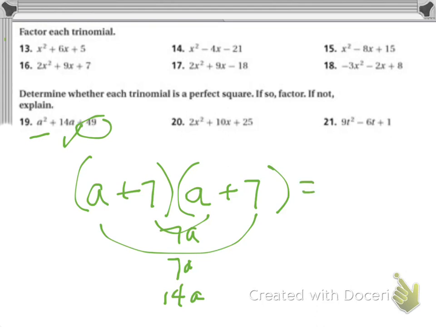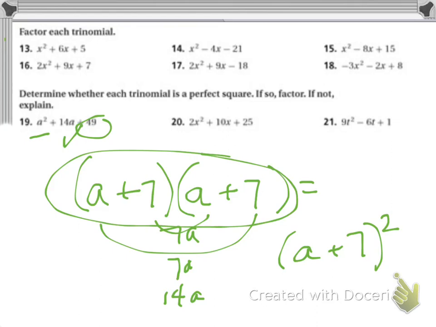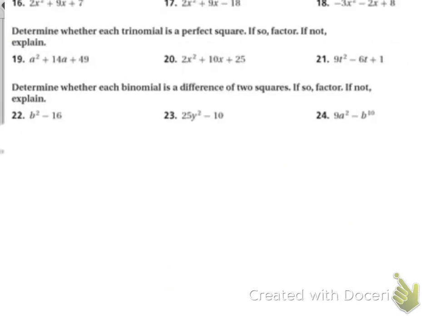By the way, this is oftentimes rewritten as a plus 7 to the second power. That's a plus 7 times itself. So very often you will see that written squared. When you do see it like that, feel free to write it out the long way if you need to, and FOIL it. Okay? That's all on that page I wanted to talk about.